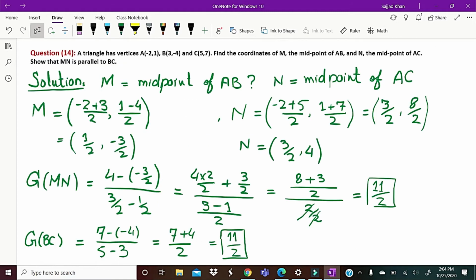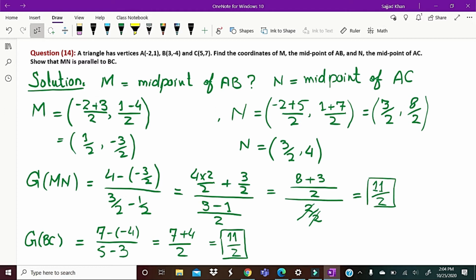Question number 14 says that a triangle has vertices A, B, and C. Find the coordinates of M. M is the midpoint of AB, and N is the midpoint of AC. And show that by finding the gradients of MN and BC, they are parallel.